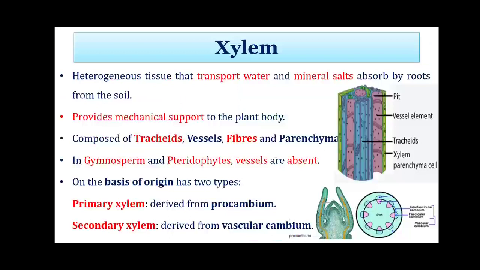In gymnosperms and pteridophytes, vessels are absent, but tracheids are present in all of them, that is pteridophytes, gymnosperms and angiosperms. That's why these three are grouped into tracheophyta. Now on the basis of origin of xylem, they may be primary xylem or secondary xylem. Primary xylem is derived from procambium, and secondary xylem is derived from vascular cambium.